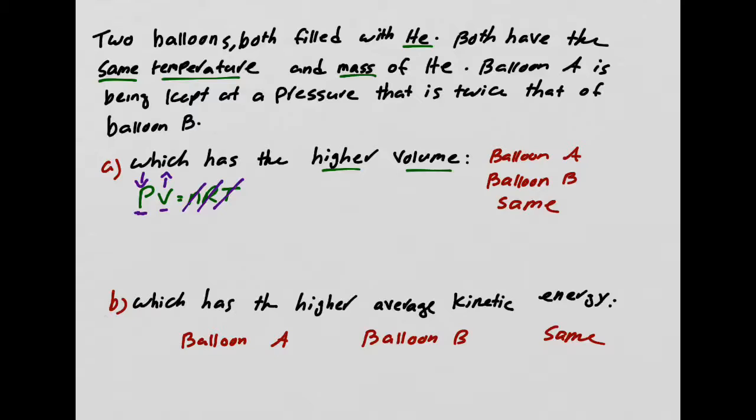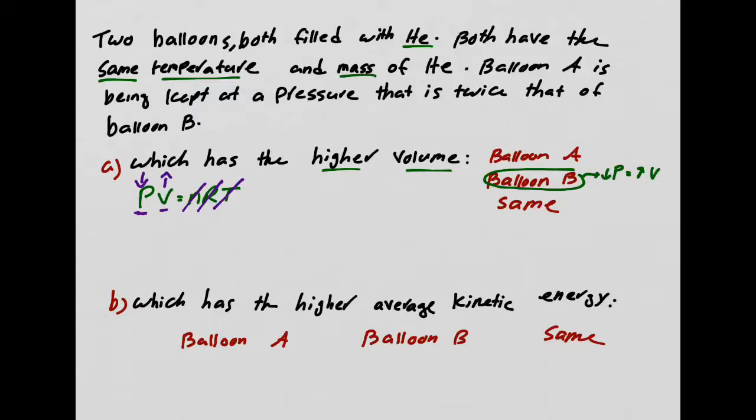So far, so good. So, which one is going to have the higher volume? The one with a lower pressure. It says balloon A is being kept at a pressure that is twice that of balloon B. So balloon B is going to have a lower pressure, and lower pressure means higher volume. Again, because they're on the same side. Sounds good? All right, beautiful.